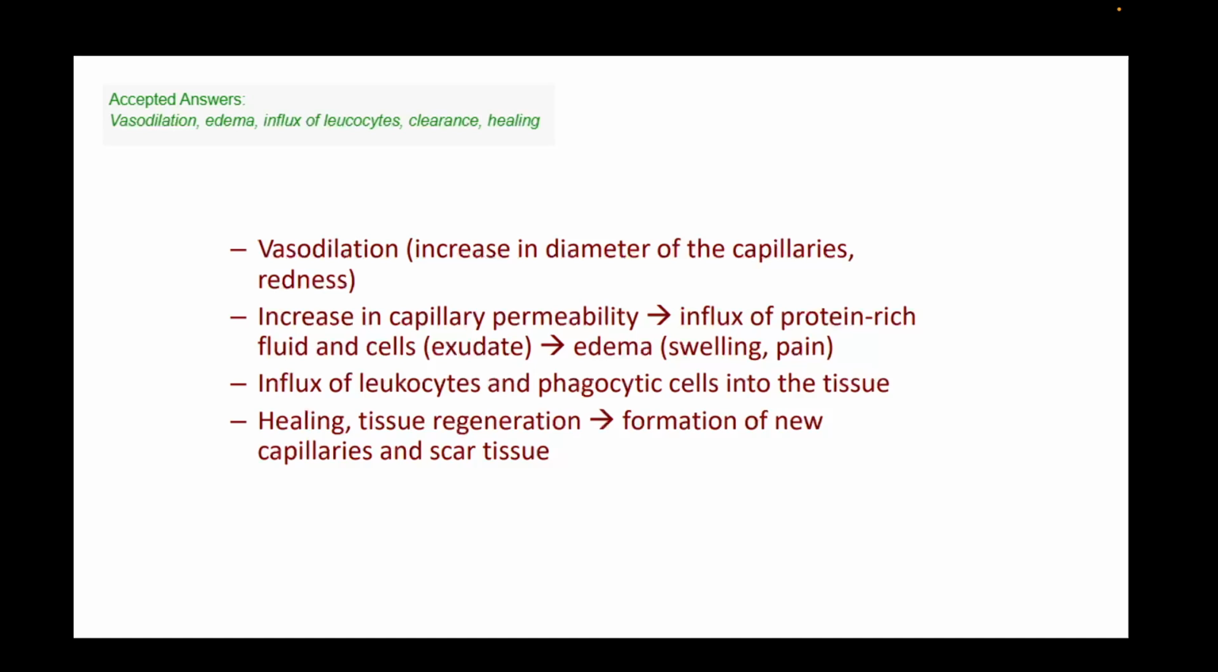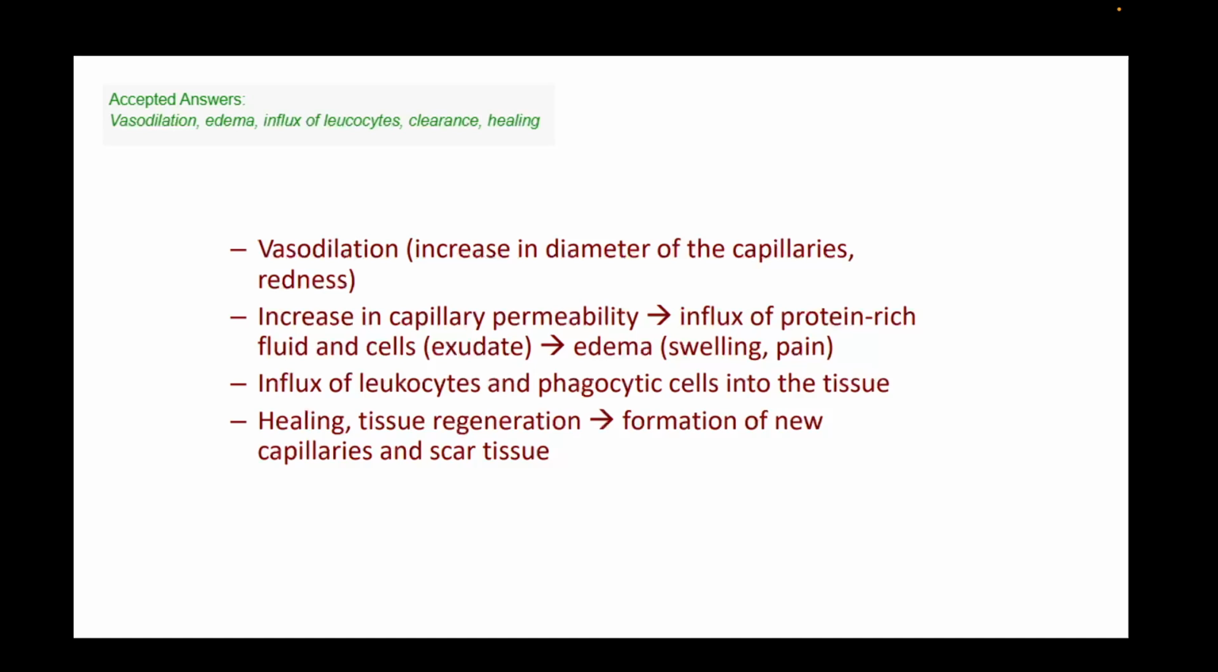Next is edema. This increase in capillary permeability leads to influx of protein-rich fluid and cells, or exudates, called edema. And these proteins leak into the interstitial tissues leading to swelling, and it would contain this protein-rich fluid, albumin, immunoglobulins, complement factors and other proteins which are critical for defense and healing, and would form a swelling near the site of injury called edema.